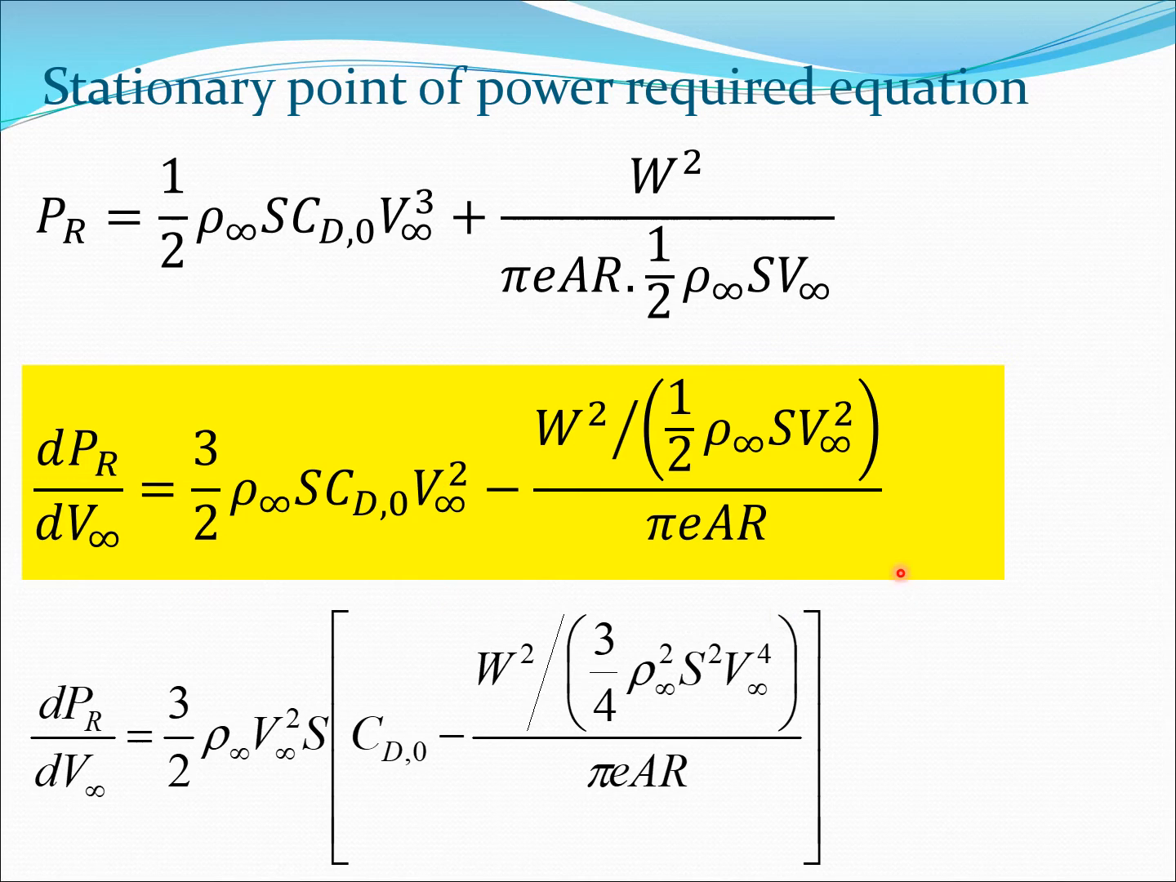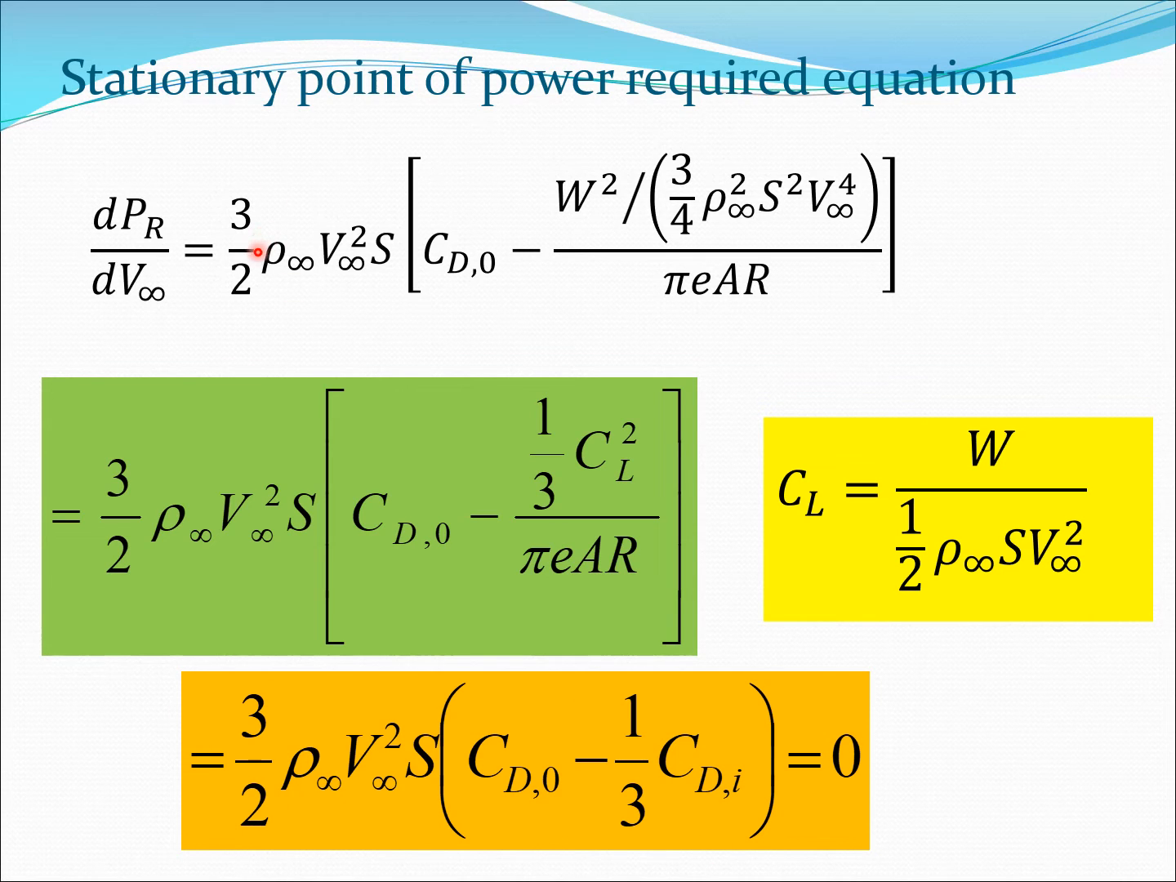So we take the derivative here, and we further simplify the derivative by taking out 3/2 rho infinity V infinity squared S, and so we get this equation here. Now we continue doing this process of algebra a little more, and we get this term here, and we essentially need to realize that whatever you have in the numerator of this term, which is involving W, is something we can represent in terms of CL.